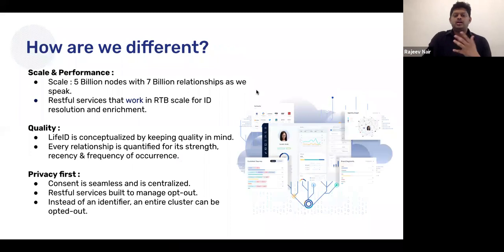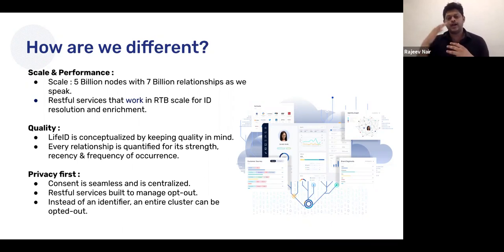Moving on, this slide summarizes what we have achieved with this graph database. How are we different? How are we special? As we speak, the graph DB already has 5 billion nodes and over 7 billion relationships. And we have already built RESTful APIs on top of terabytes of data, which helps us do ID unification, resolution, and enrichment at scale.